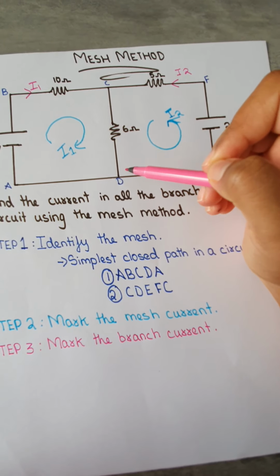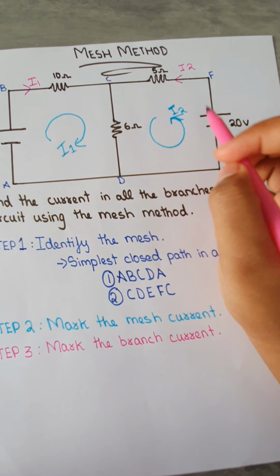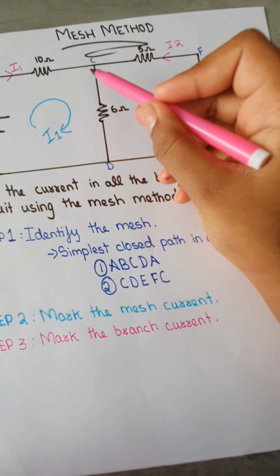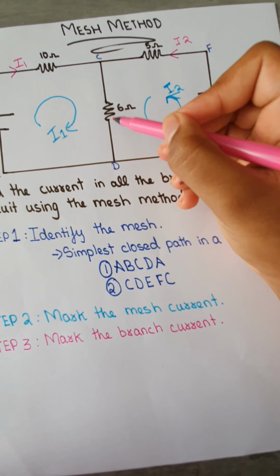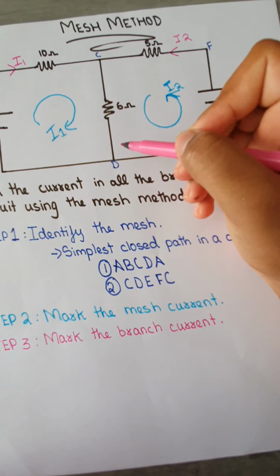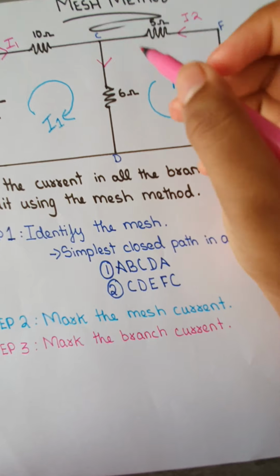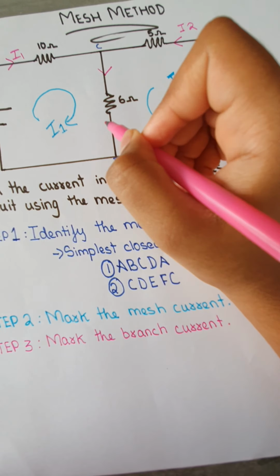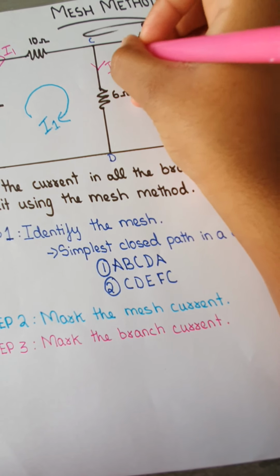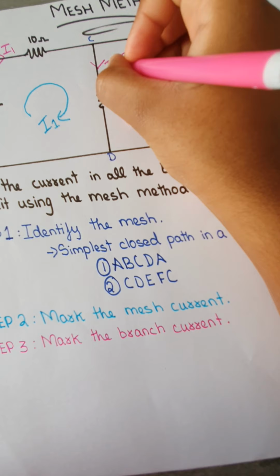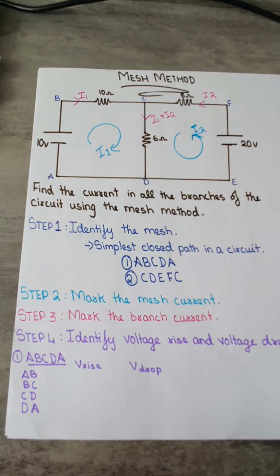Next is C to D. In CD, both the currents I1 and I2 are passing. I1 is passing clockwise and I2 is passing anti-clockwise, but they both are going from C to D. So we can mark the current easily from C to D, and since both are going together downwards, it will be I1 plus I2. That's simple.